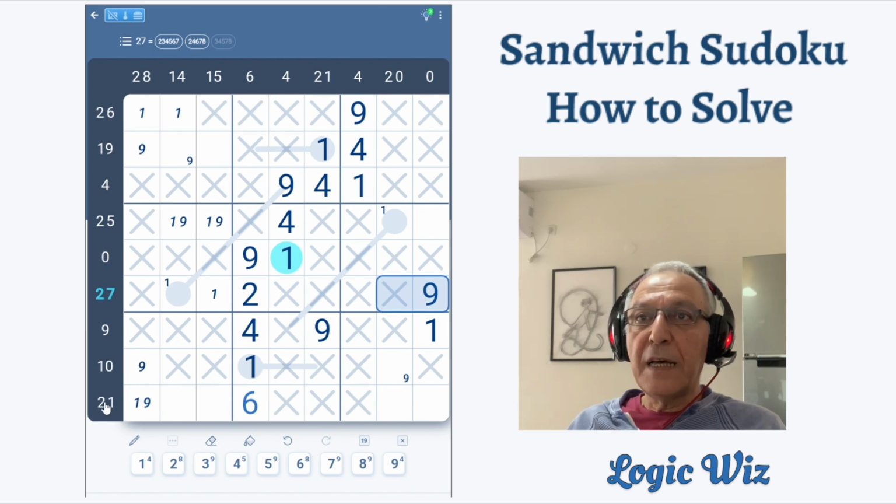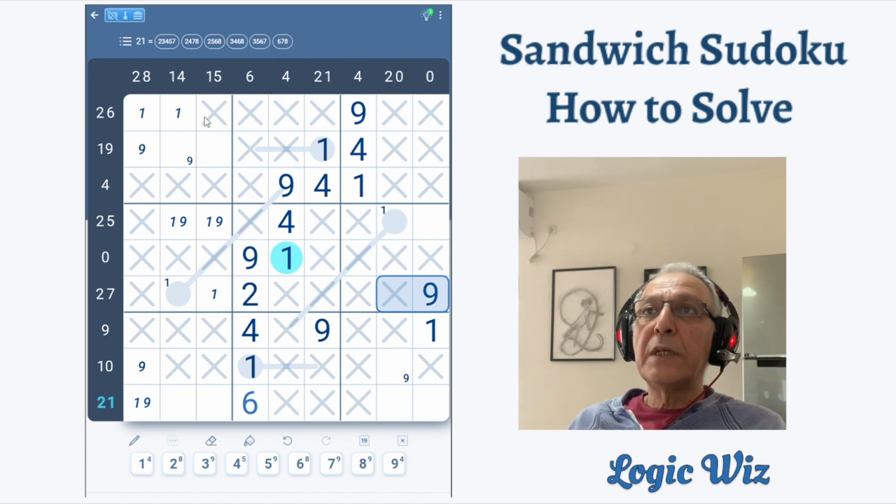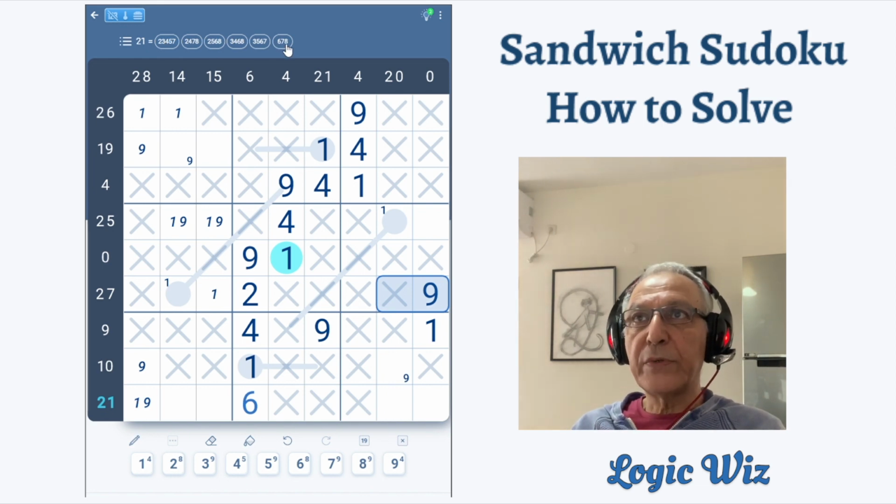Now let's look at the sum of 21. 21, 3, 4 or 5 digits. Again, 6, 7, 8 cannot be the answer because 3 consecutive digits, no matter which way we order them, will get 2 consecutive digits, one next to the other. So it leaves us with 3 or 4 digits for this sum. 3 or 4 digits to the sum, meaning one will have to be here, and the other one will have to be here.